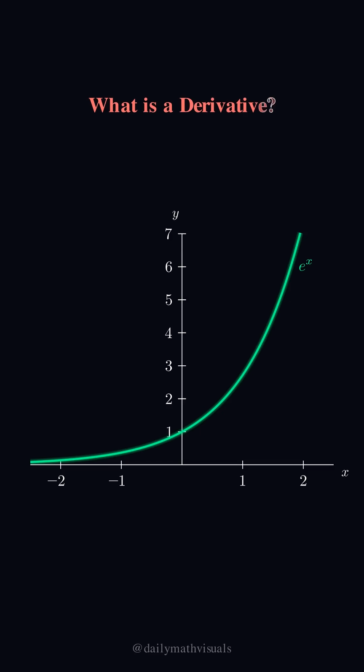Now, what's a derivative? The derivative tells us how steep the curve is at any point. Think of it like this. If you're walking up a hill, the steeper the hill, the bigger the slope. We draw a line that just touches the curve. This line shows us the slope at that point.